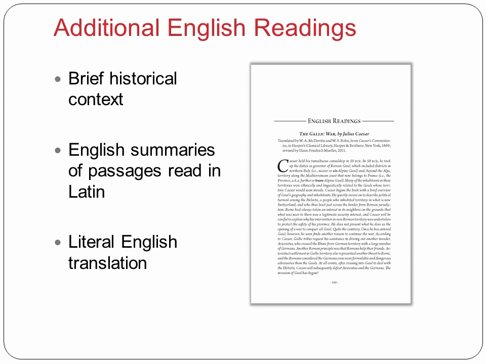Beginning on page 199, this text contains the additional English readings required by the AP syllabus and exam. These readings have several features. Each one begins with a brief historical context, as you can see here on the right. On the next page, I will show you English summaries of the passages the students have already read in Latin and the literal English translations as prescribed by the AP syllabus.